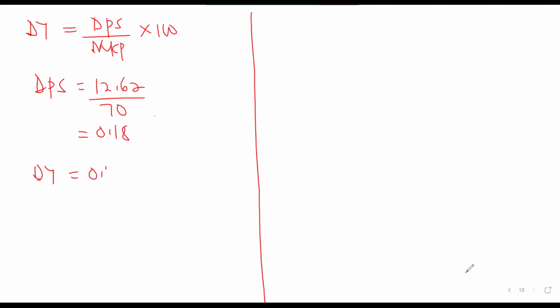So that will be 0.18 divided by the market price of 4.30 multiplied by 100. So we'll be having a dividend yield of, I'm getting 4.2. Okay. So you now have to come to the target company.